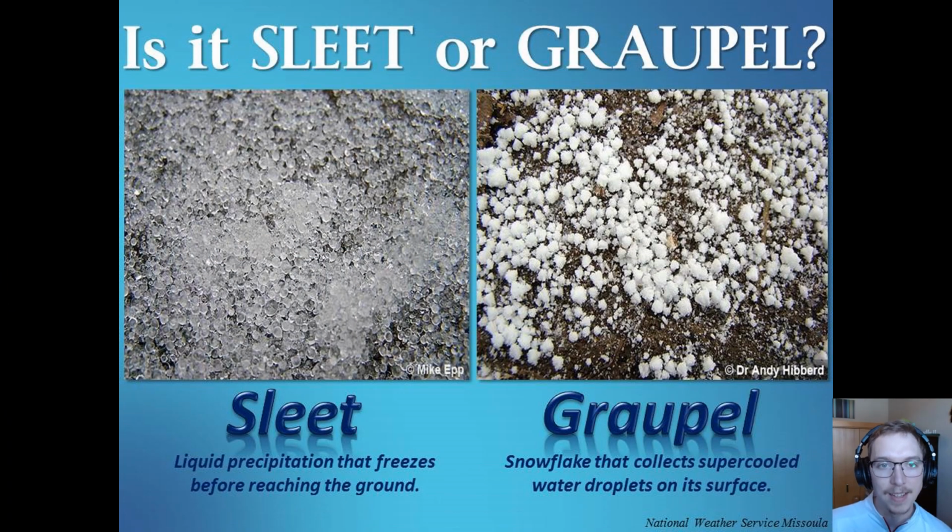So here we can see, is it sleet or is it graupel? Because the two can be kind of confused. Sleet is liquid precipitation that freezes before it reaches the ground. Graupel are snowflakes that collect supercooled water droplets on the surface. So definitely want to know how to be able to distinguish between those two.